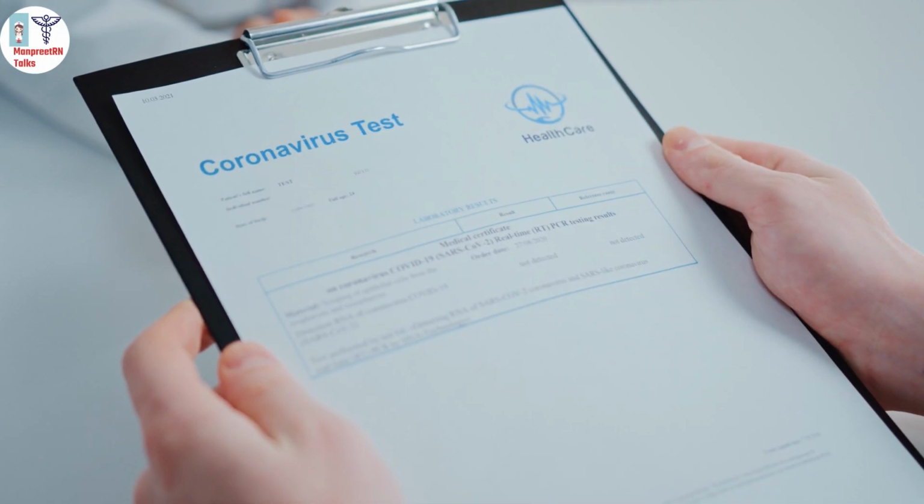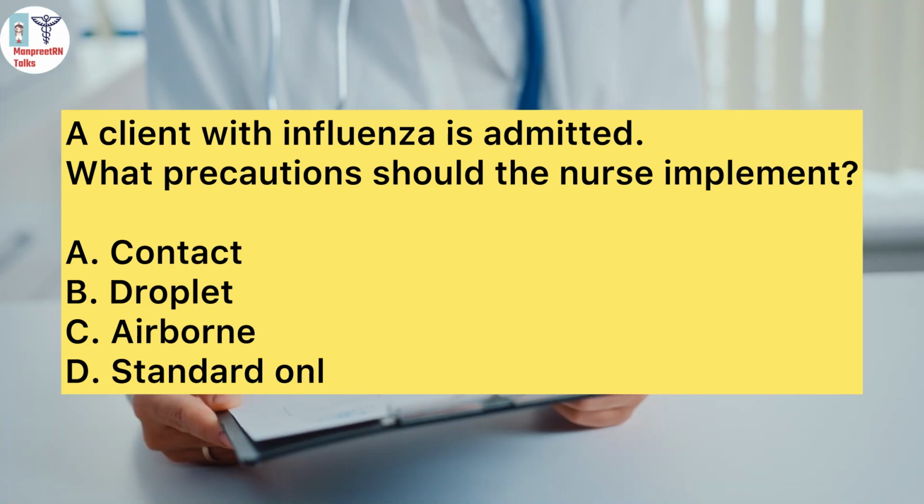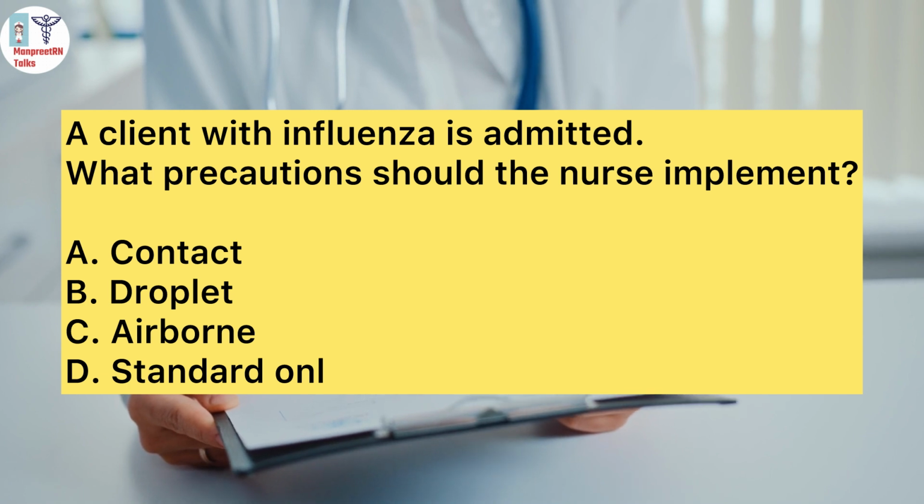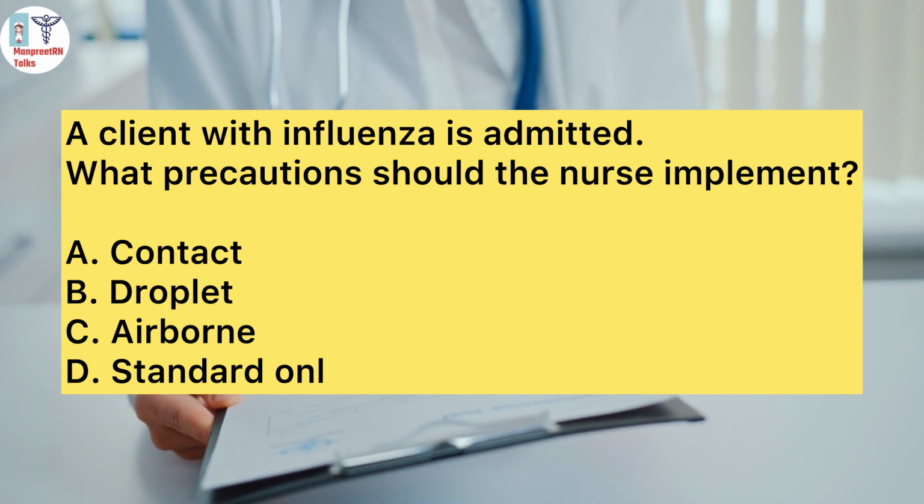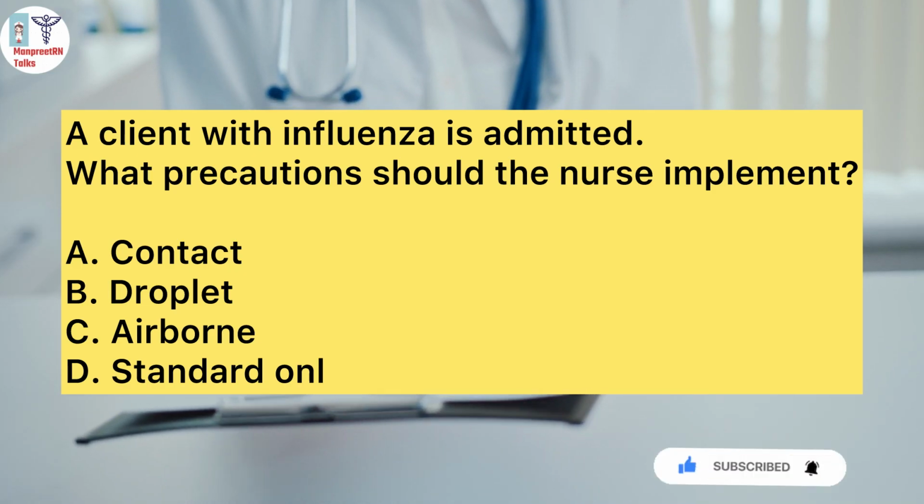Next question. A client with influenza is admitted. What precaution should the nurse implement? So the correct answer is droplet, because influenza spreads by large respiratory droplets, which require a surgical mask within 3 feet.